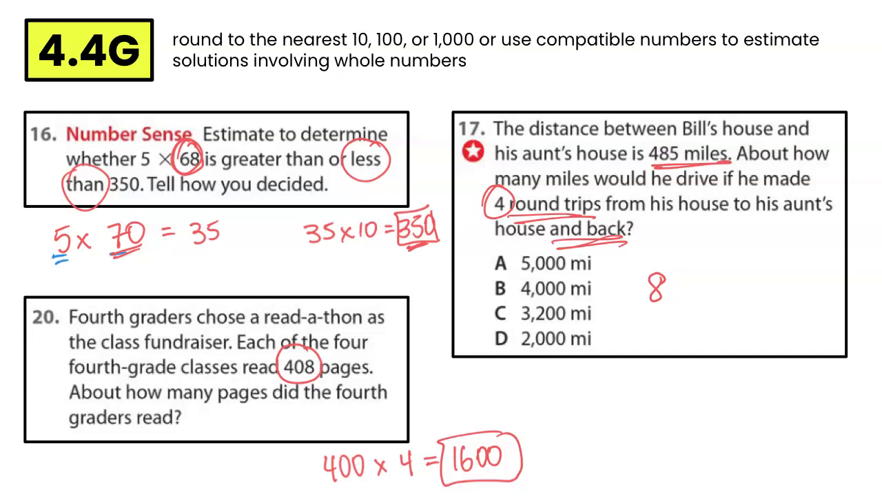So we're going to take 8 and then multiply it by our compatible number. And if we look at 485, what would our compatible number be? Yes, that's right. It would be 500. We would round that number to the nearest hundred in order to get 500. Then again, using our skills from Monday, 8 times 5 is going to be 40, and then our 2 additional zeros will get added on there so that we get an answer of 4,000 miles.